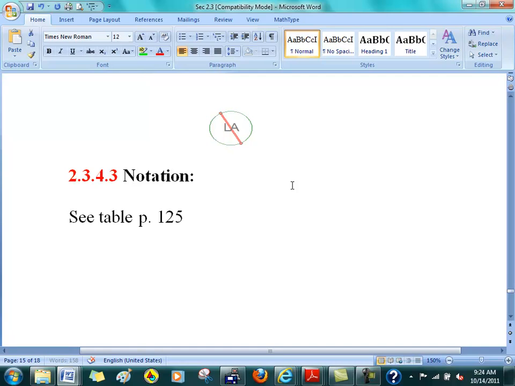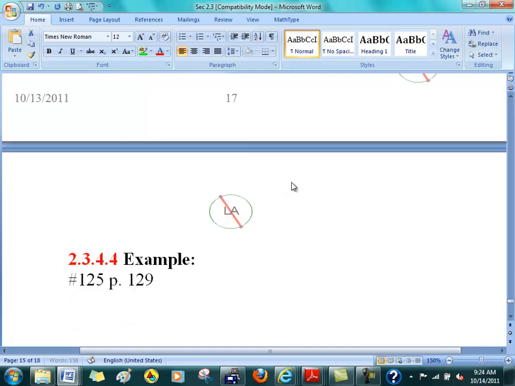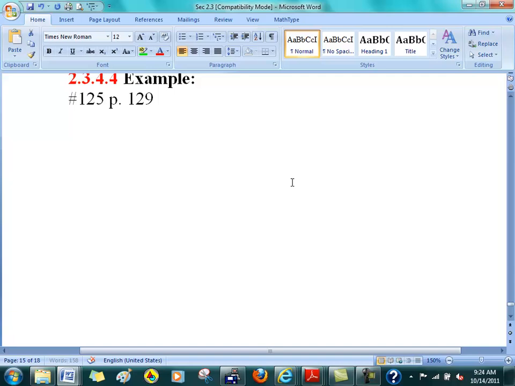Okay, you guys take a look at the table on page 125, different notation, okay? You get y prime, y double prime, y triple prime, and so on. In other words, all it's telling you is that you can differentiate a function more than once. That's all it's telling you, okay? All right, last example, and you'll need this for your homework tonight. So number 125, page 129.